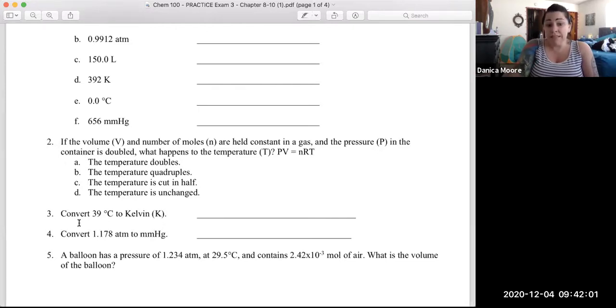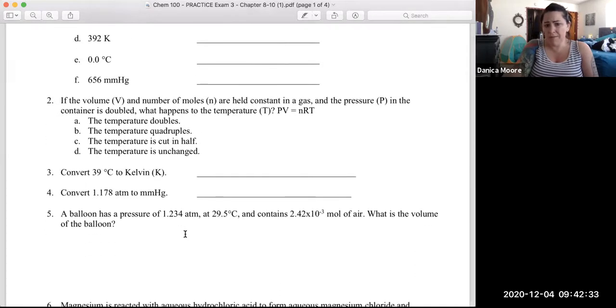You do not need to know the conversion factors. They're not given here, but they will be given on the exam, okay? Everybody with me on that? So conversion factors going from, say, atm to millimeters of mercury, Celsius to Kelvin, all of that will be given. PV equals nRT will be given. The only thing you need to do is know how to do those conversions, okay?